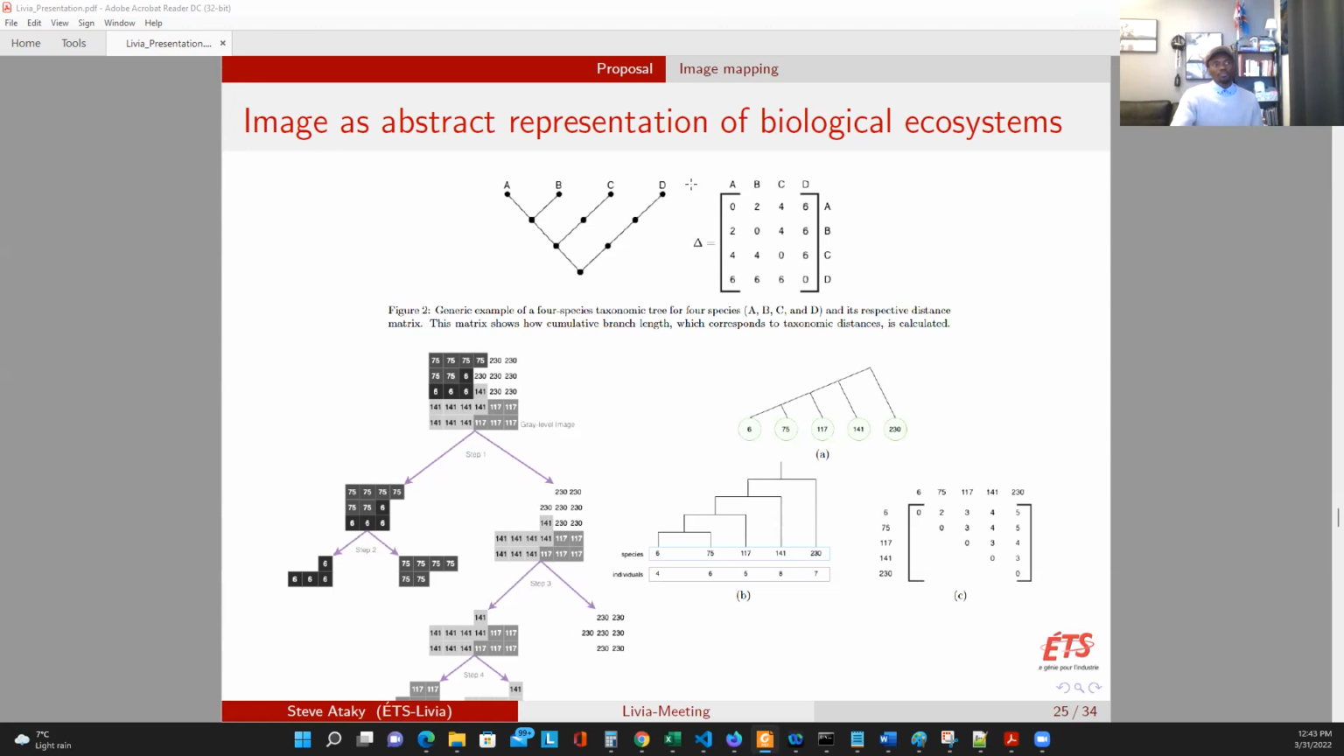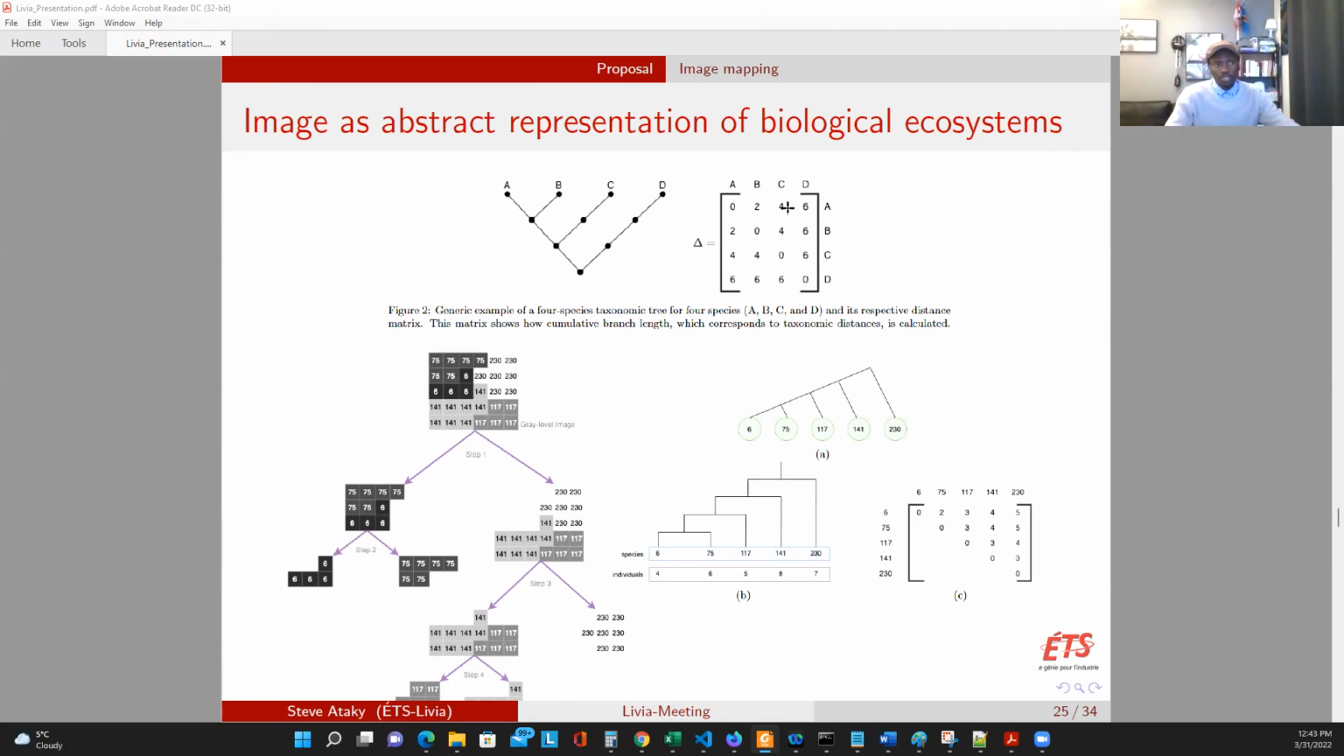For example, we have A and D. So we can count 1, 2, 3, 4, 5. The distance with C, we have 1, 2, 3, 4. So the distance is 4 here, and so forth. If we can do that, how can we apply this concept of having a phylogenetic tree to construct the distance matrix from an image?